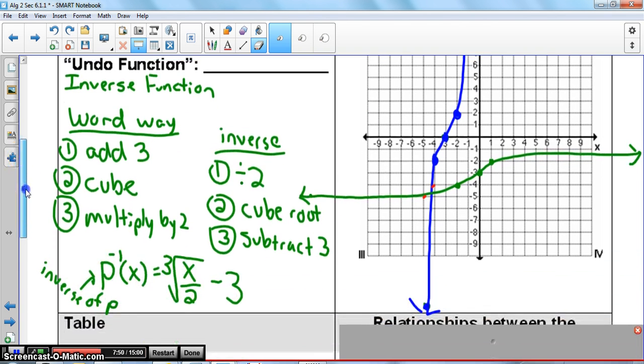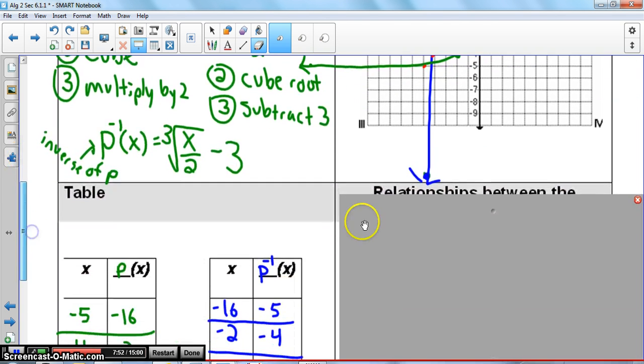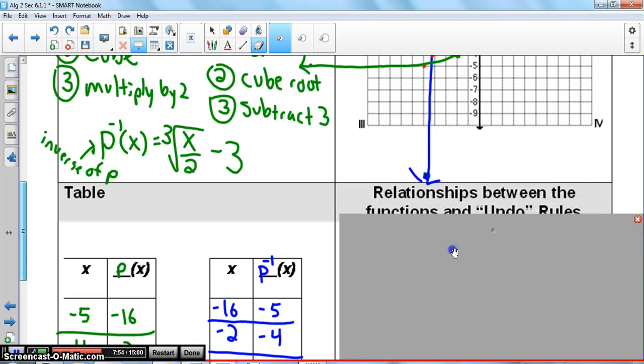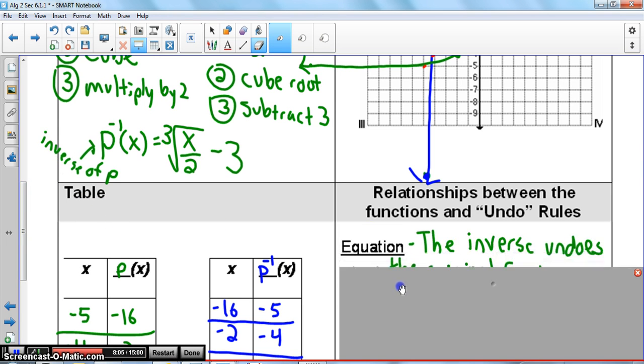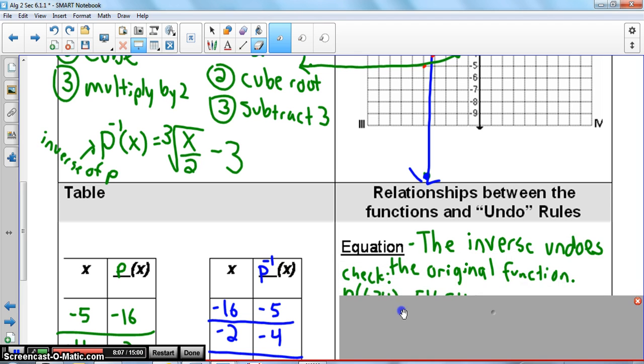Finally, we want to sum all this up. Find the relationships between an original function and its inverse, or undo function. And first off, for the equation, whatever the original does, the inverse undoes. So the inverse undoes the original function.